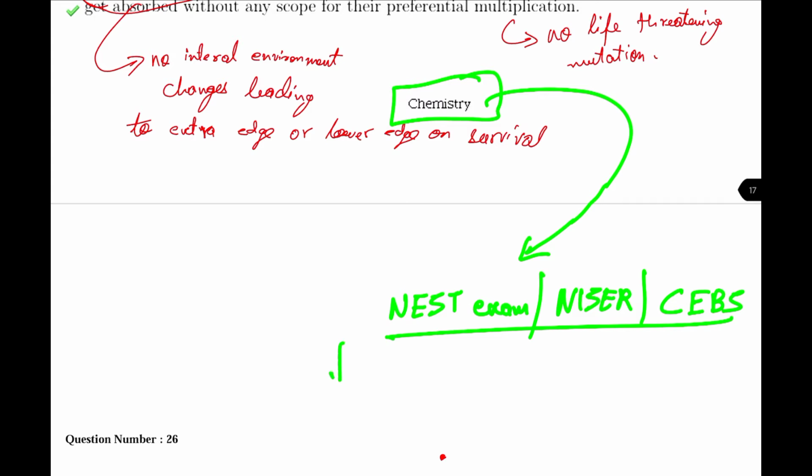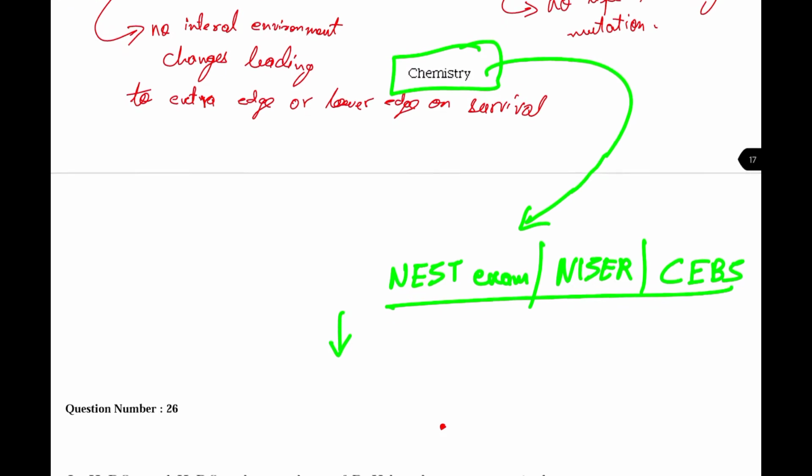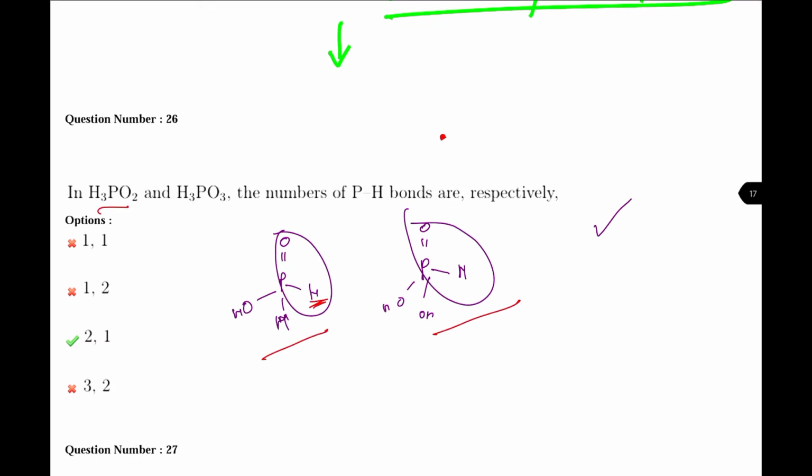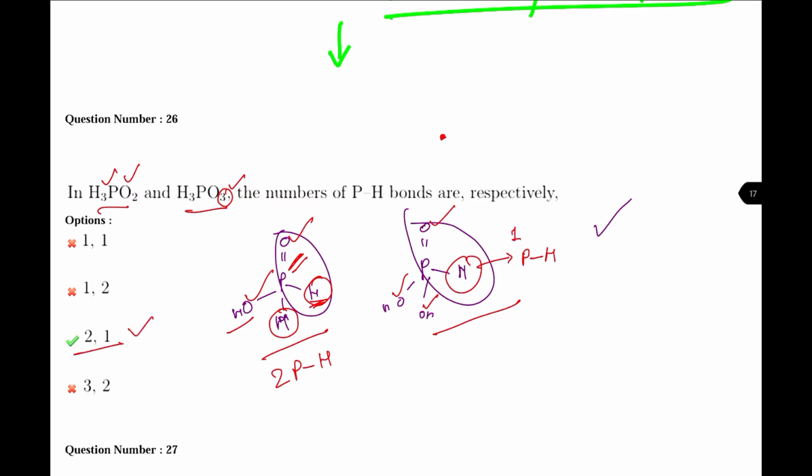Now let us go solving the questions for this section. So the first question, it's a very easy question. As you can see, in H3PO2 there are two oxygens which are already covered in one P double bond O and one P single bond O. So the remaining hydrogens will be direct P-H bonds, so it has two P-H bonds. However, in H3PO3 there is one extra oxygen, so there is one P=O bond, there is another P-O bond and one more. So for the remaining hydrogen there is only one P-H bond. So the right answer is 2, 1.